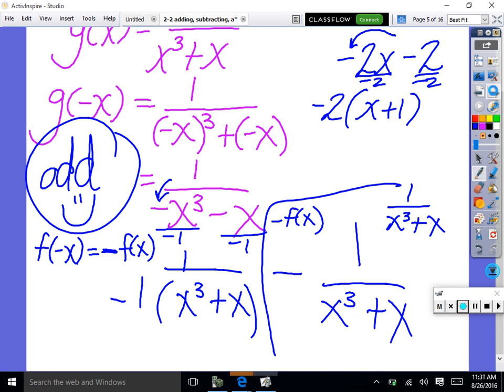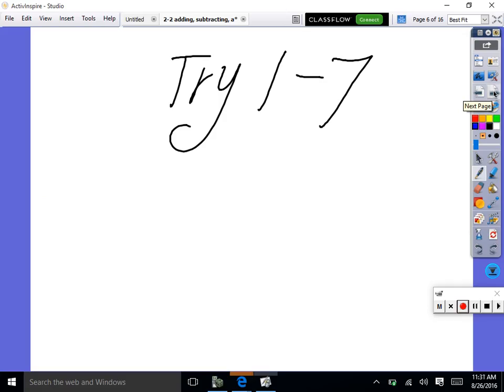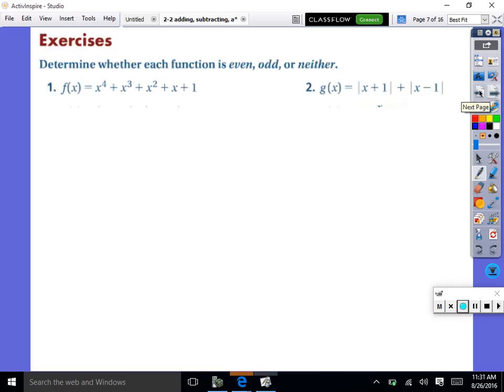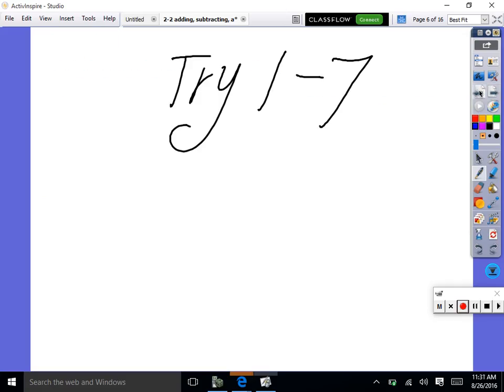Okay, all right, try 1 through 7. Try it by yourself for a second, and then we'll go over a few together. Why not give it a try by yourself for a second, see if you can do it, and then we'll go over some of those together. You can write on your whiteboard and then just put your answer if you want on your paper. I'm fine with that. There's not a whole lot of room there. Does that work? Okay, awesome.